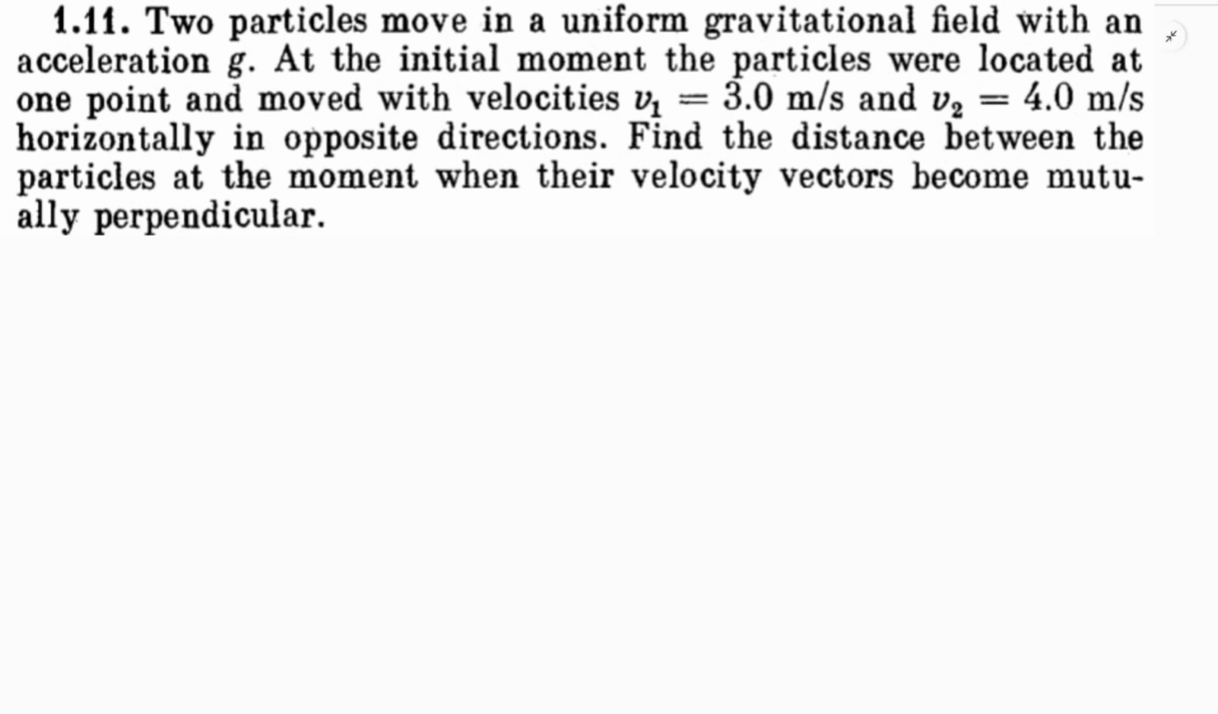So we are dealing with the second problem in this series. The second problem in the series is problem number 1.11, and the problem states: two particles move in a uniform gravitational field with an acceleration g. At the initial moment, the particles were located at one point and moved with velocities 3 meter per second and 4 meter per second horizontally in the opposite directions.